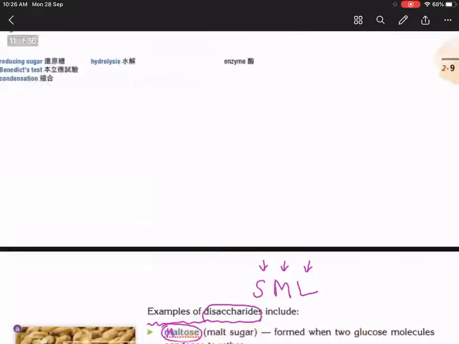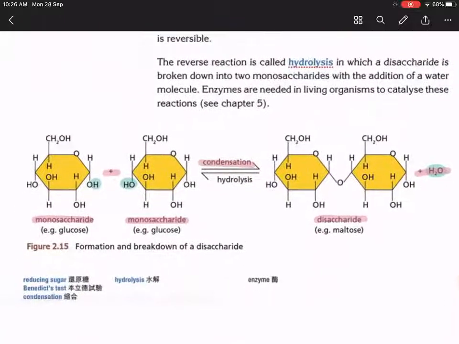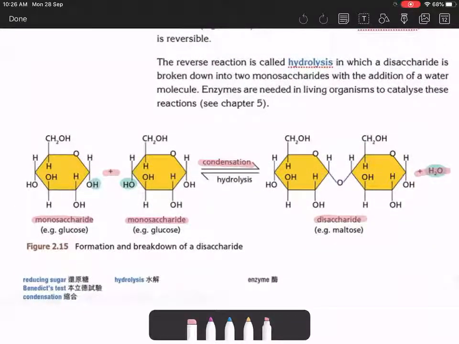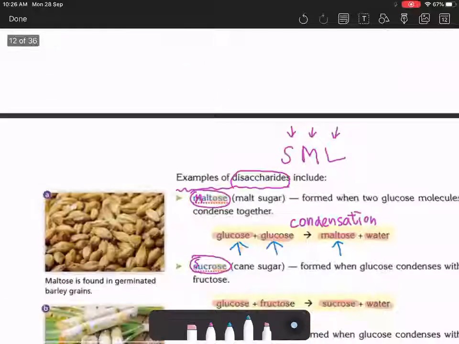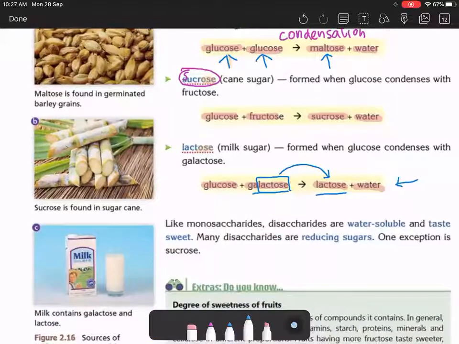Now, go back to page 9. If you want to break them, just do the opposite. I use the blue one. The opposite is this one, hydrolysis. The name of the reaction is called hydrolysis. And I would like you to write down an example on page 10. Okay, let's write an example here.